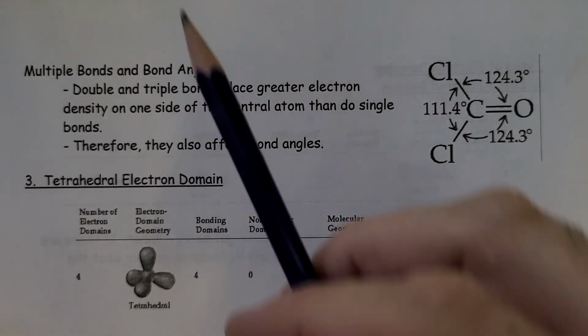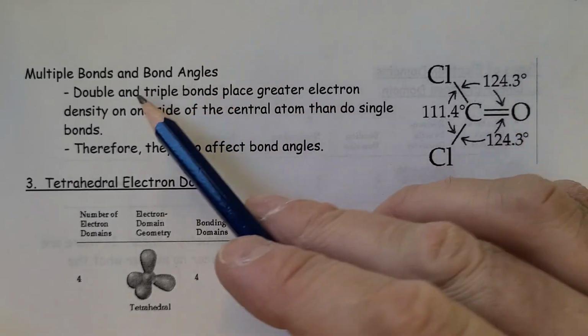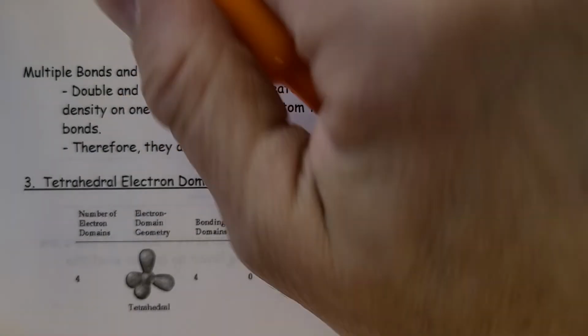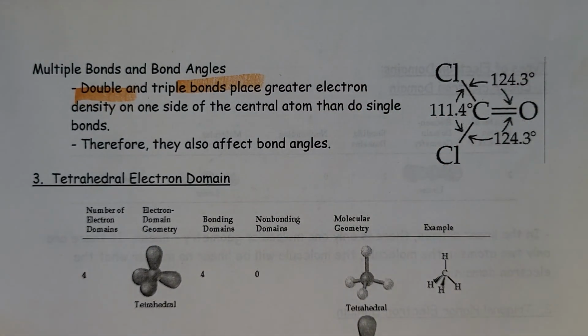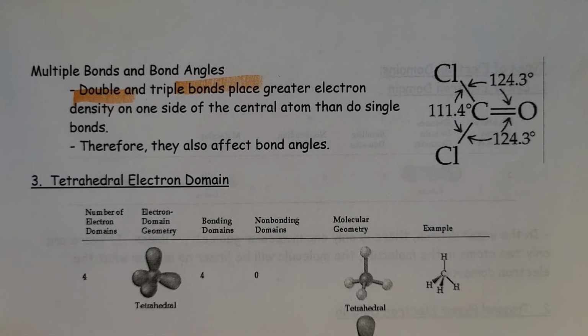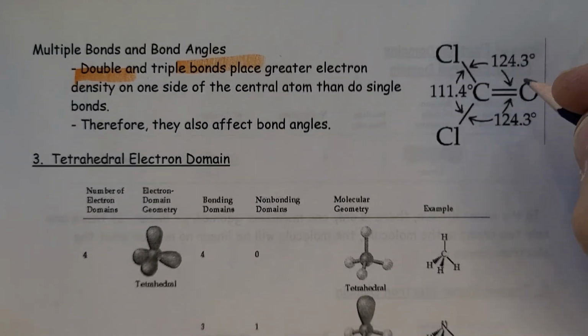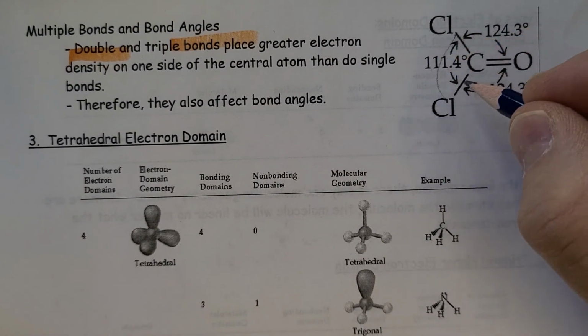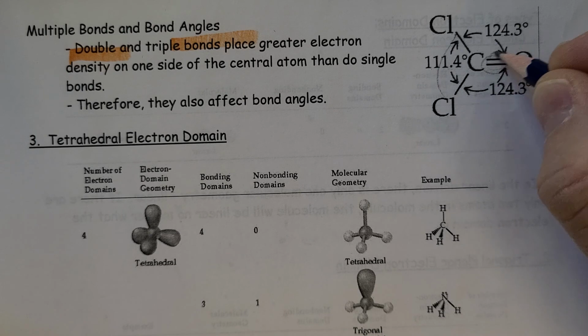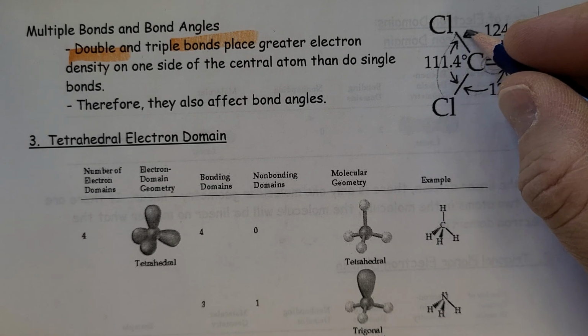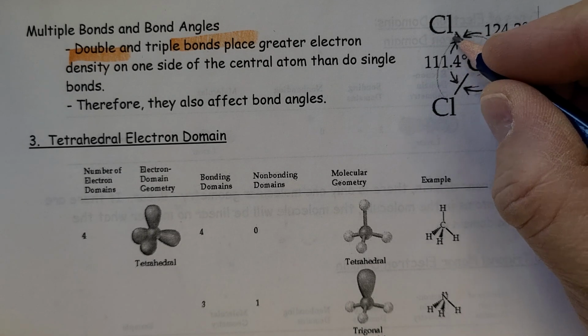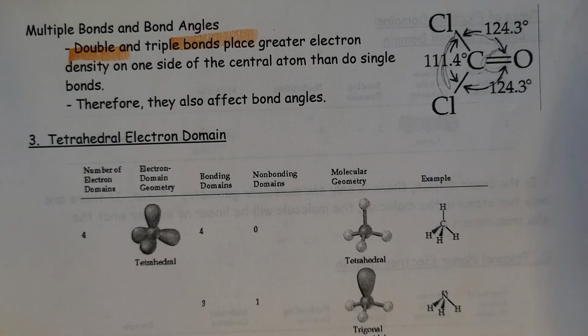And also, if we look at multiple bonds and bond angles, double and triple bonds place a greater electron density on one side of the molecule because there are more electrons there, and they also affect bond angles as well. So you can see instead of 120, 120, 120, this double bond here causes a greater repulsion, squeezing this angle closer together.